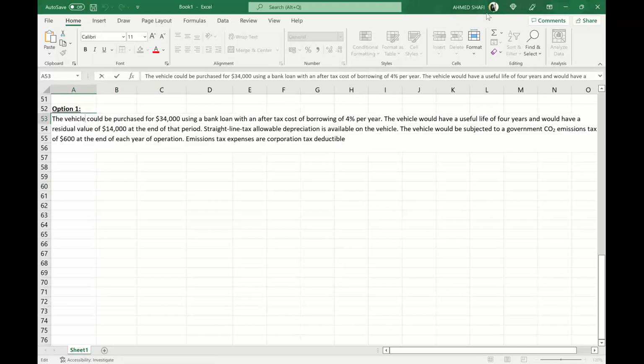So this is option one, that the vehicle could be purchased for 34,000 using a bank loan with an after-tax cost of borrowing of 4% per year. The vehicle would have a useful life of 4 years, and a residual value of 14,000. Straight line tax allowable depreciation, also called capital allowances, is available on the vehicle. Straight line basis means you take the cost, 34,000, less the scrap value, that is 14,000, over the life, that is 4 years.